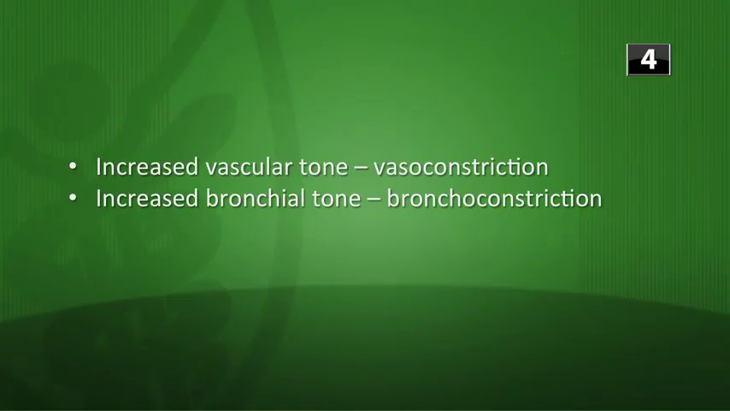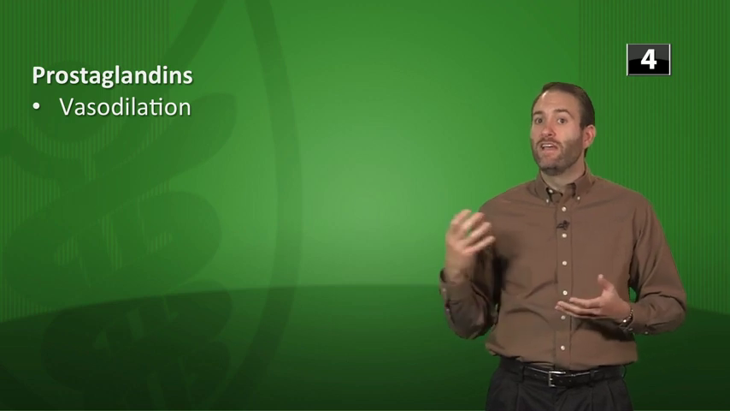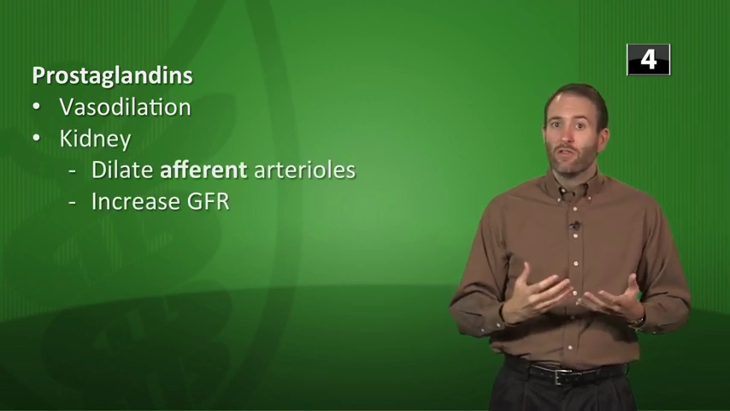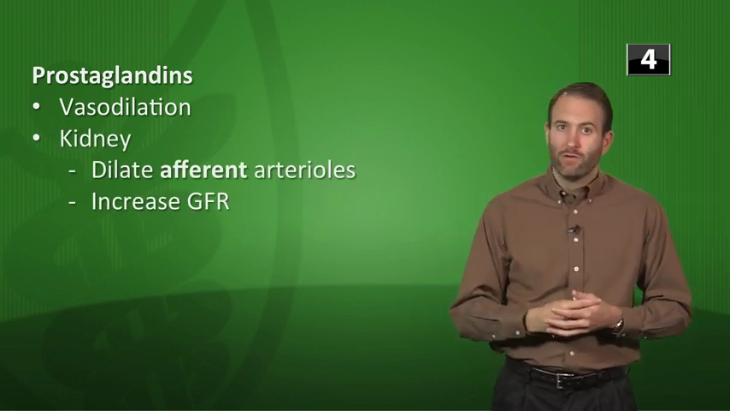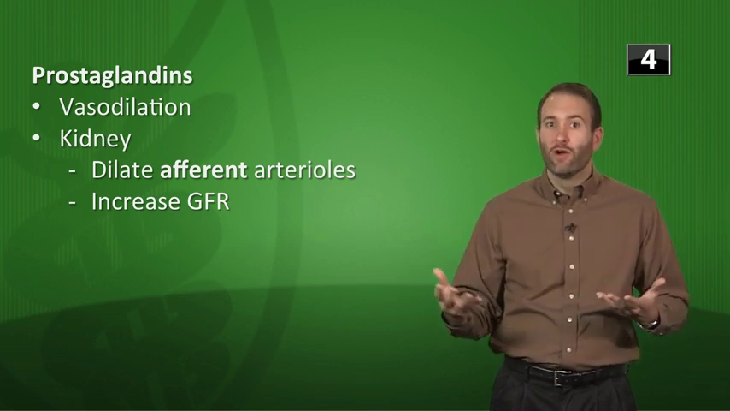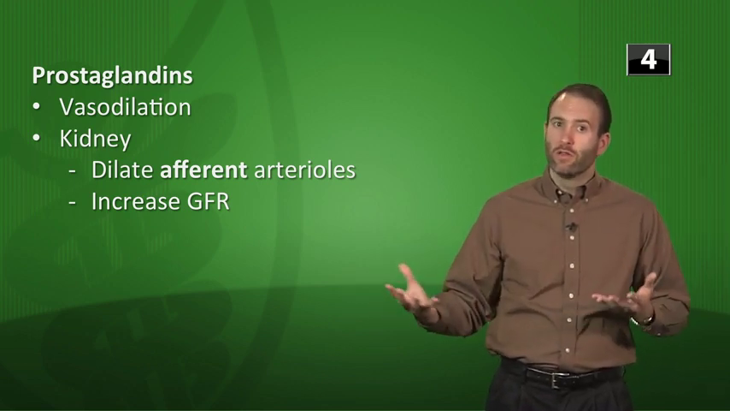So if you give NSAIDs, then when you inhibit cyclooxygenase and inhibit production of prostaglandins, you're going to get increased vascular tone and increased bronchial tone. So you have things like vasoconstriction, and then you're also going to see bronchoconstriction. Now, what role do prostaglandins and angiotensin II play on the renal arterioles? So we just said that prostaglandins are vasodilators. So in the kidney, they're going to dilate the afferent arterioles, and that is going to increase GFR because there's more blood going through the glomerulus.